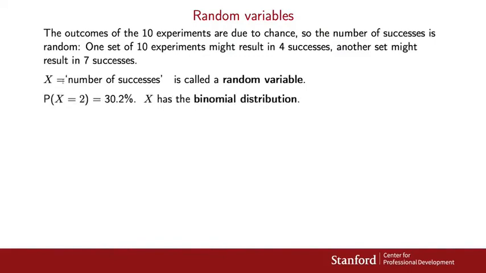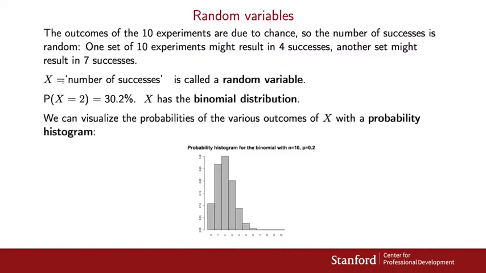So on the previous slide, we computed the probability of having 2 successes, and in that notation, that would simply be the probability that x is 2, and we found that's 30.2%. Since these were binomial probabilities, one says that the random variable x has the binomial distribution. Instead of computing the probabilities of all possible outcomes, we can simply visualize those probabilities with what's called a probability histogram. In the case of a binomial distribution with n equal 10 experiments and the probability of success of p equals 0.2, the probability histogram looks like this.